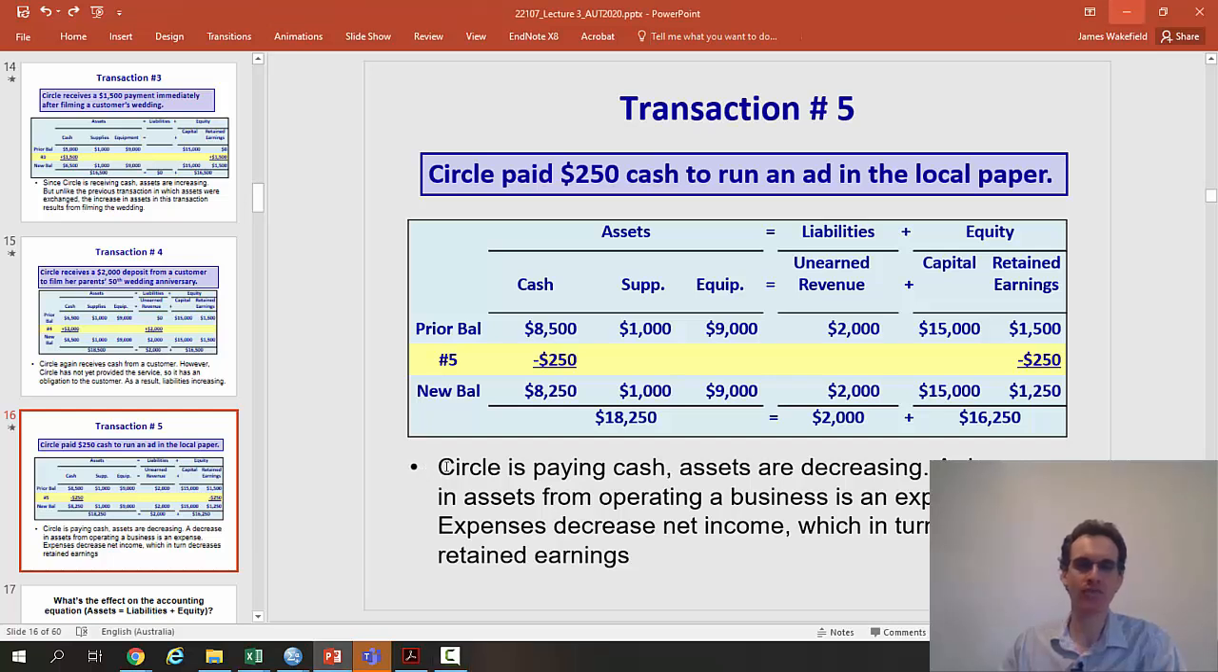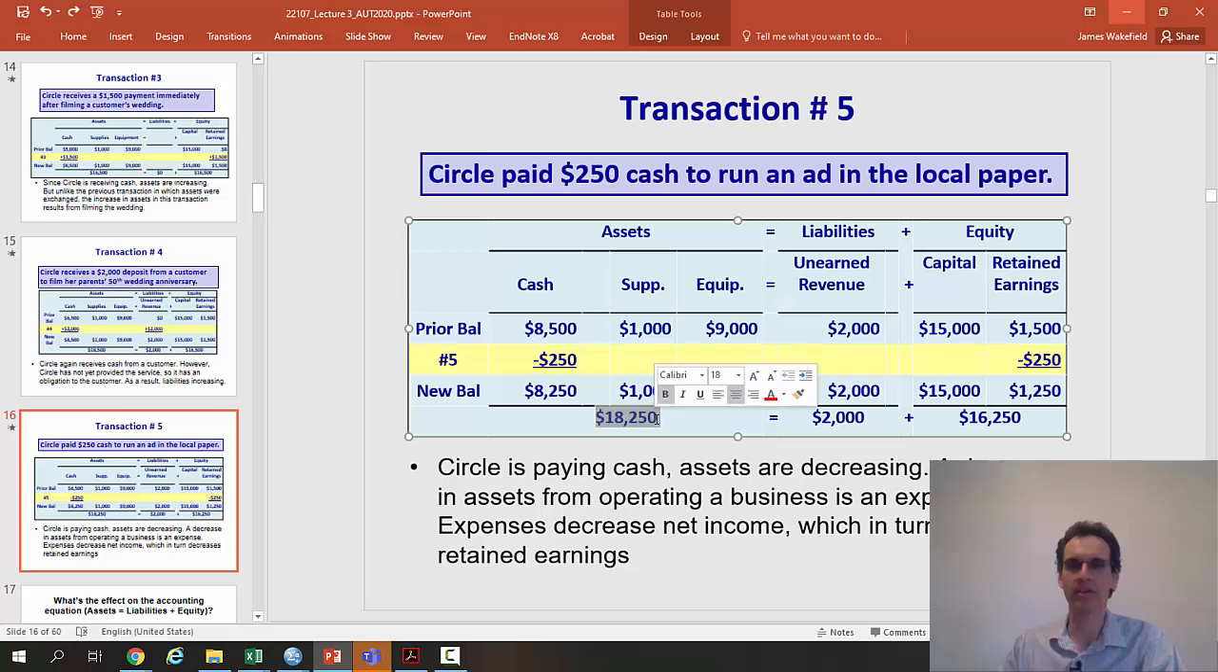Now, if Circle is paying cash for this ad, what happens to our accounting equation? Well, the first thing that obviously happens is that cash decreases by $250, right? So that decreases the asset side by $250. And on the other side, we can see here that the retained earnings decreases by $250.